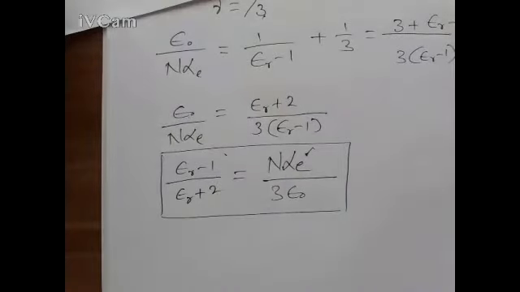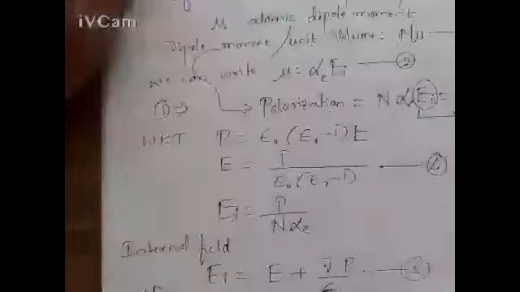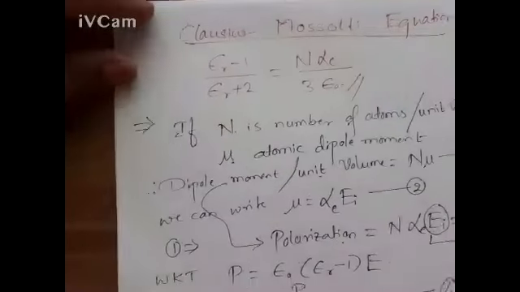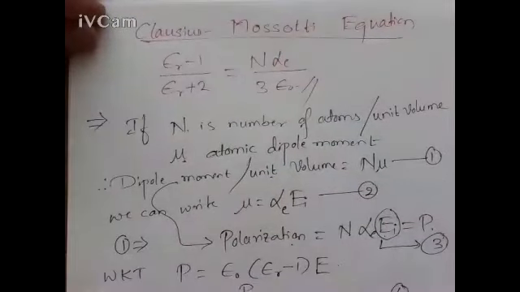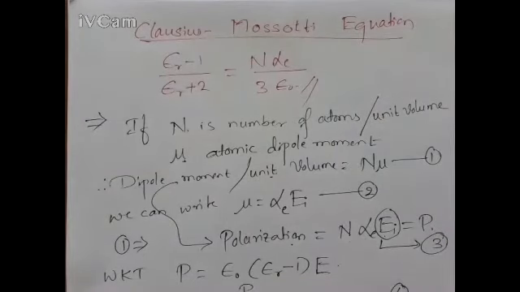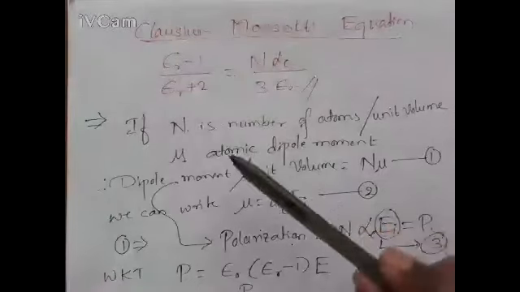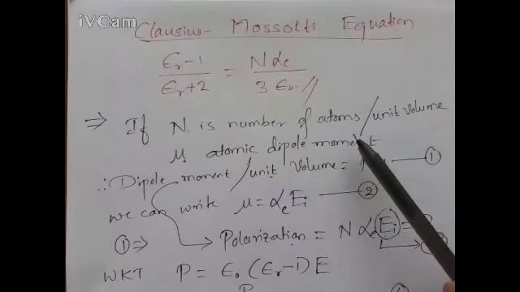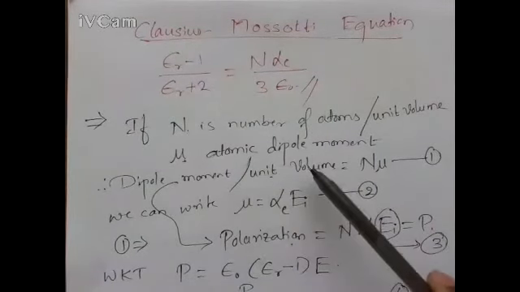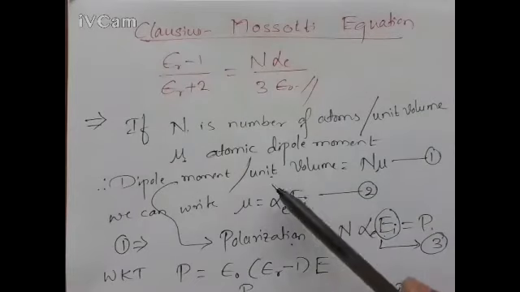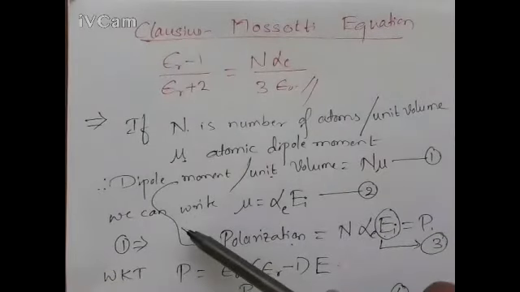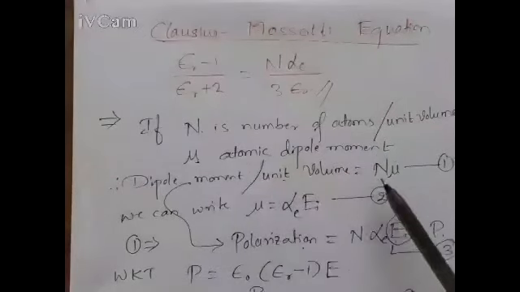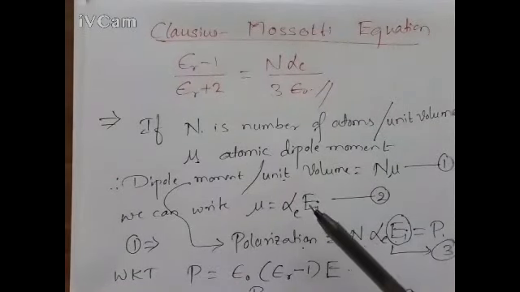I'll just revise how we started and what we wanted to prove. We wanted to prove this Clausius-Mossotti equation. They found this equation to be a useful relation. We started with n. n is the number of atoms per unit volume. Mu is the atomic dipole moment. We can write the atomic dipole moment in the form of dipole moment per unit volume; when I multiply by n, I'll get the dipole moment per unit volume.